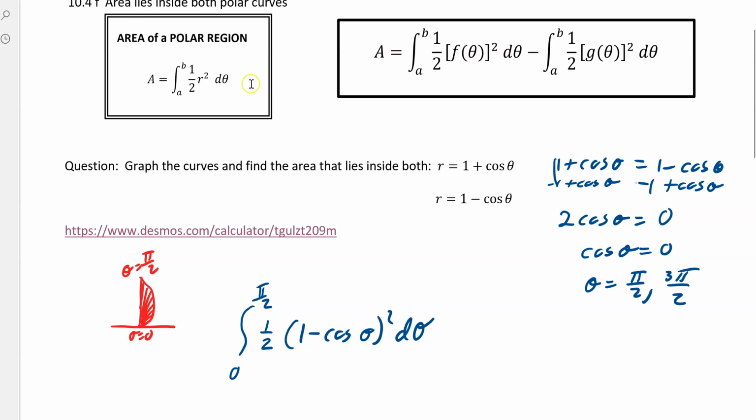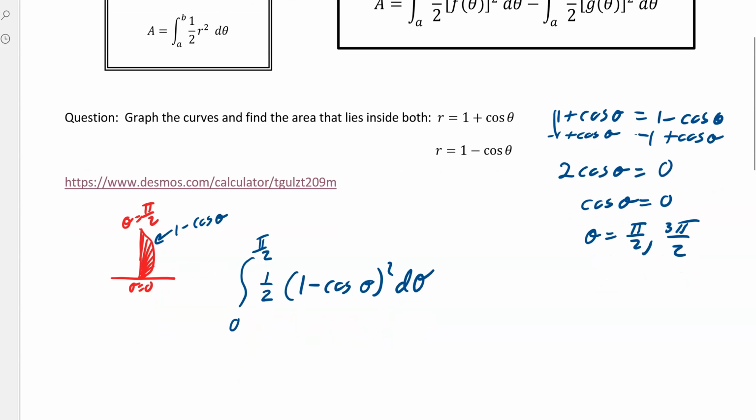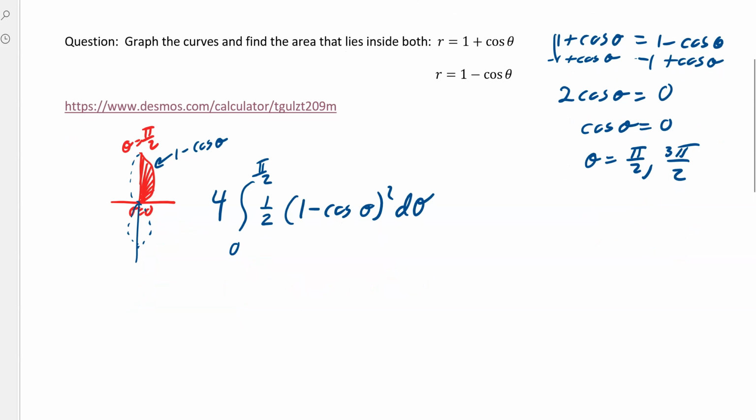Just because you want an area that's in both doesn't mean you're going to use this one. You could just be using this one, which is what I'm doing. So this is just the 1 minus cosine theta that I'm using. Okay. So now I need to do 4 of these, because I got to do that one, and that one. So we have 4 of them to do, which is nice because then it cancels at 2. So we have 2, 0 to pi over 2, and then I'm going to multiply that out.